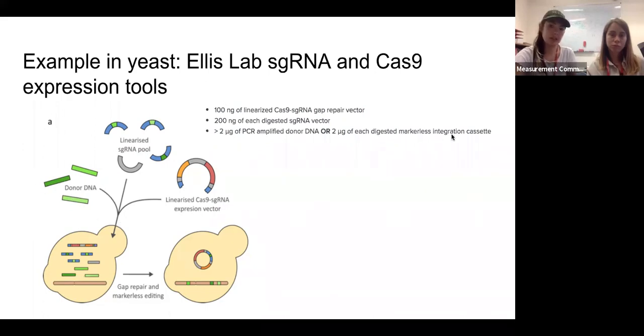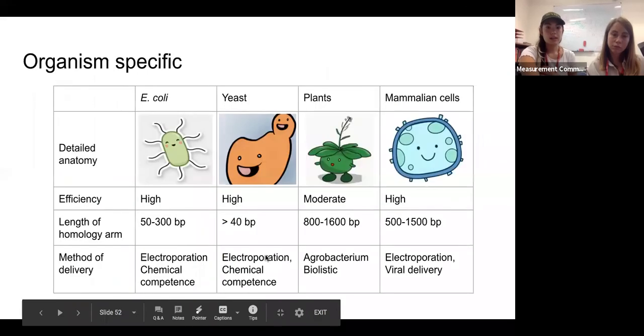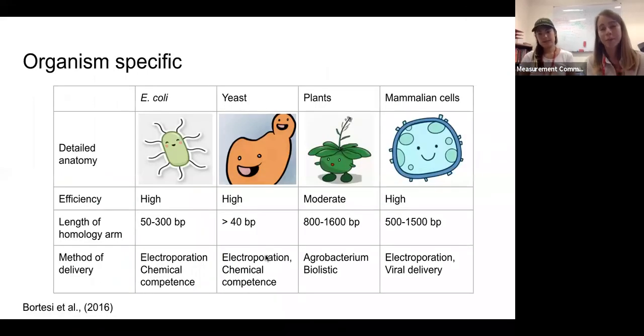Or you can use the markerless integration cassette. But so you get these 3 things in, and you can do it in one transformation. It's really quick. And then what happens inside the cell is you should have this plasmid that includes your Cas9 and your guide RNA, and then it should make the edits inside the cell. Yeah, so now we have everything.